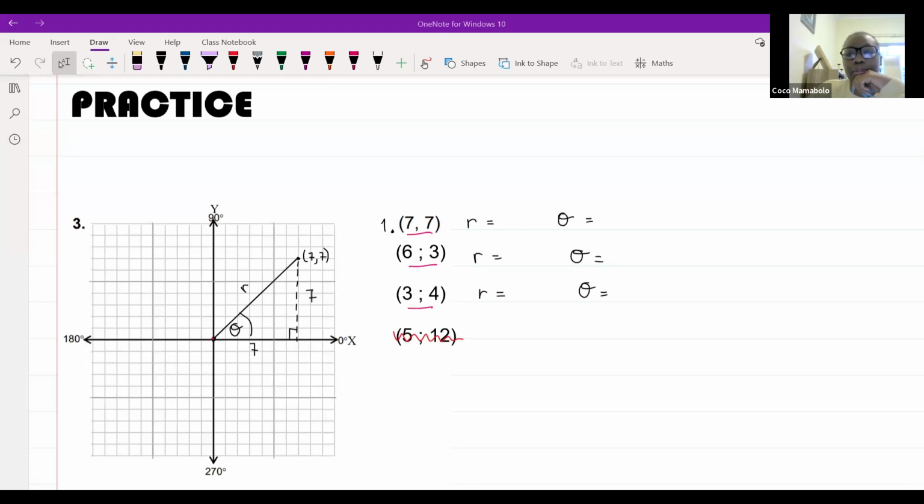Ma'am, I wanted to ask, when we're finding beta, do we do it for all of sin, cos, and tan? No, you just have to find one, because that's all you really need. All of them are going to give you the same answer, so you can pick sine, cos, or tan. All right, okay, ma'am.